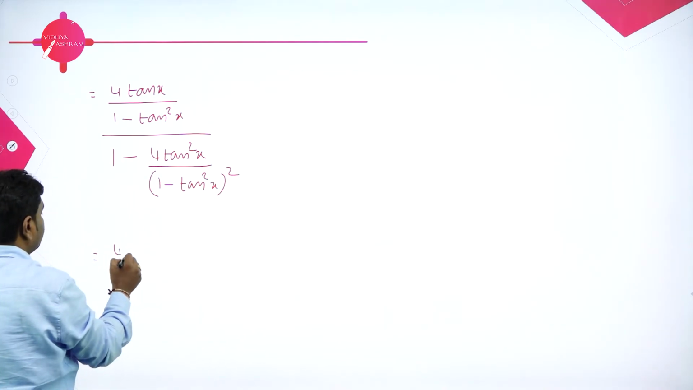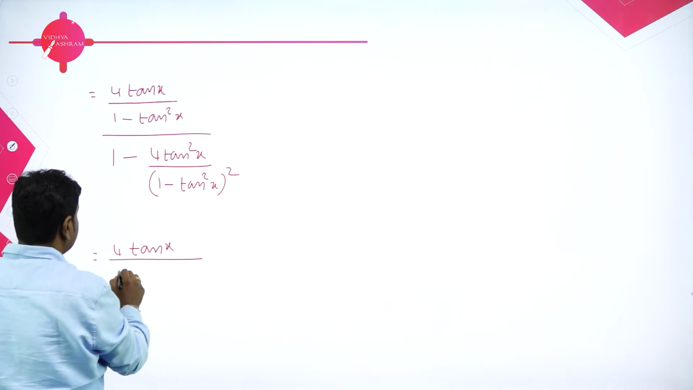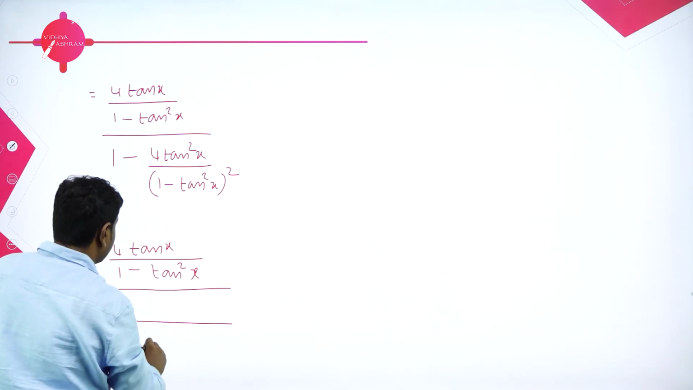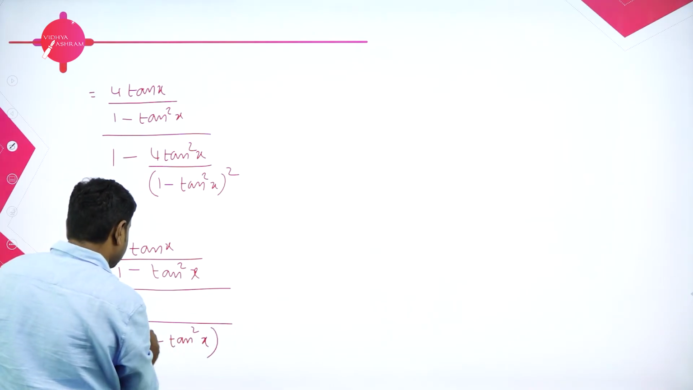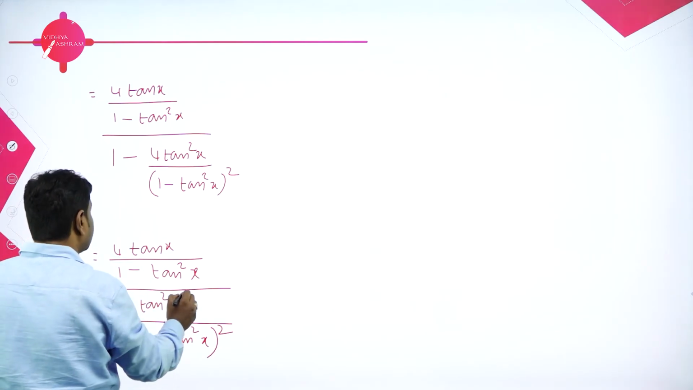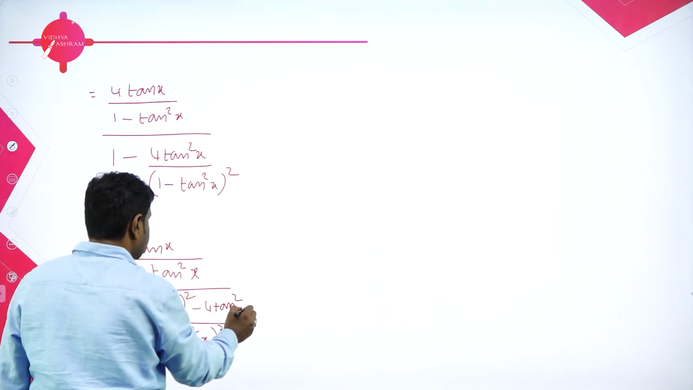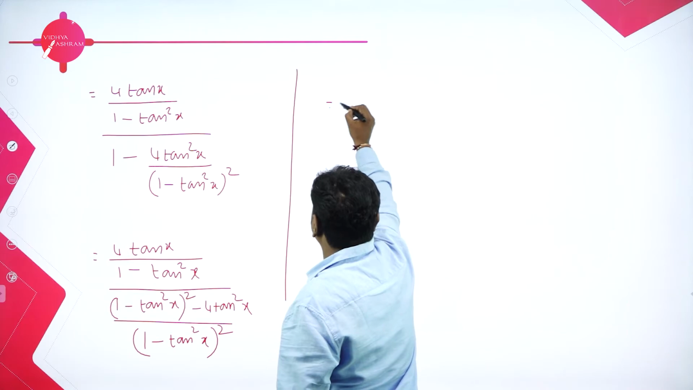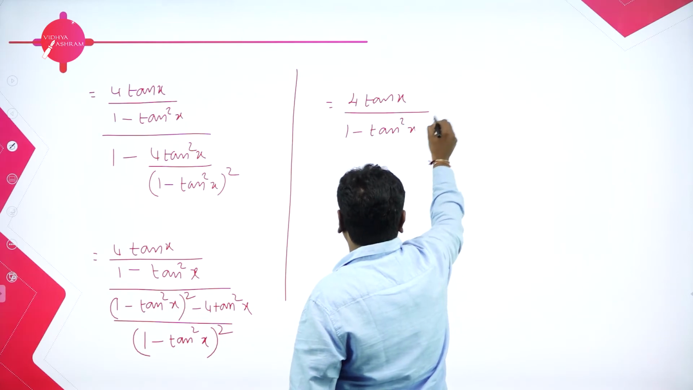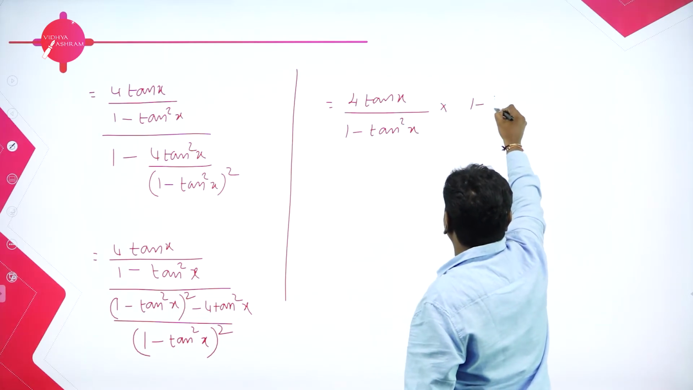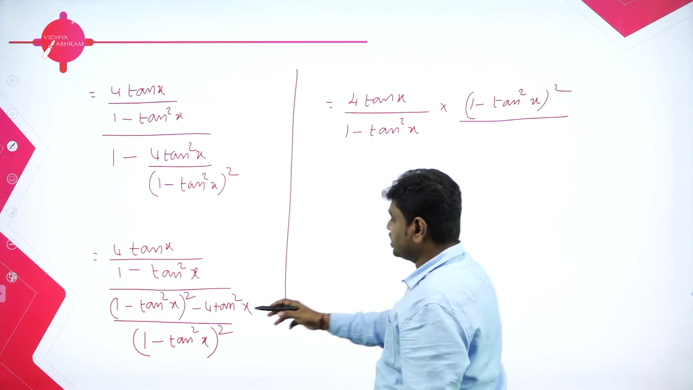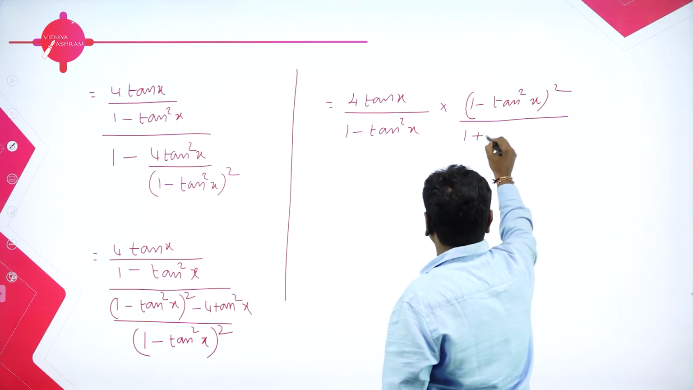Now take LCM. So, it will become 4 tan x divided by 1 minus tan square x. If I take LCM for the denominator, denominator becomes 1 minus tan square x the whole square. Again, into 1 is 1 minus tan square x the whole square minus 4 tan square x. Simplify this. If you further simplify, numerator is 4 tan x divided by 1 minus tan square x. Again, take this denominator to numerator, it will become 1 minus tan square x the whole square divided by 1 minus, this is in the form of a minus b the whole square, a square plus b square.